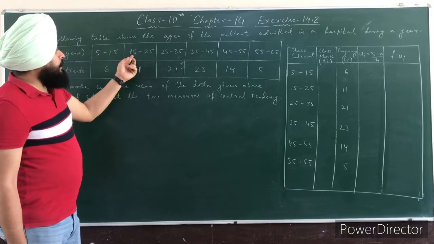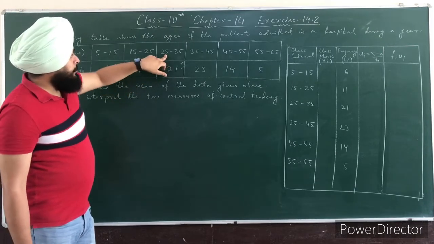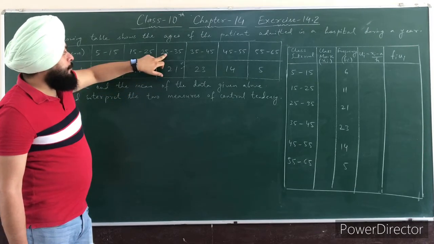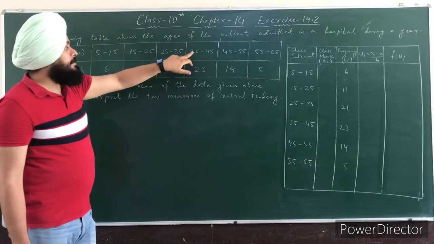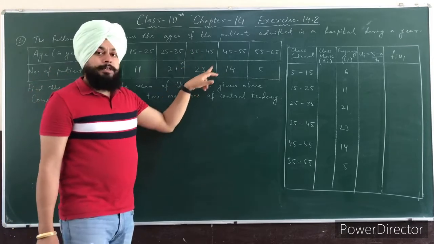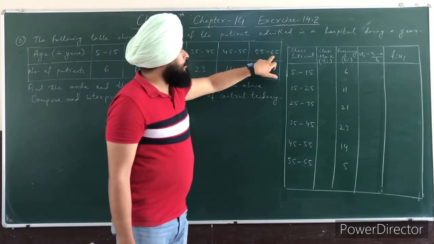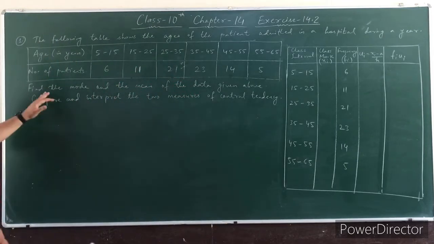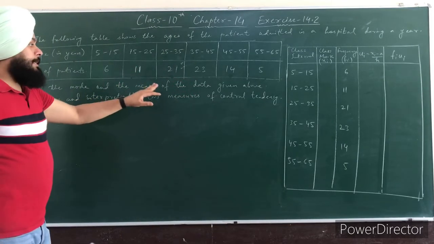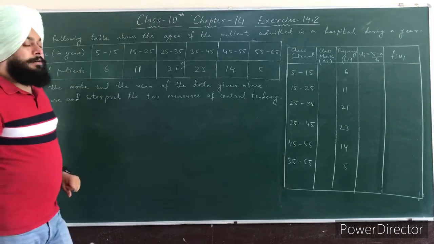The age of patients from 15 to 25, they are 11. Ages of patients from 25 to 35, they are how much? 21. The ages 35 to 45, there are 23. 45 to 55 there are 14 patients and 55 to 65 there are 5 patients. We have to find the mode and the mean of the data given above and compare and interpret the two measures of central tendency.